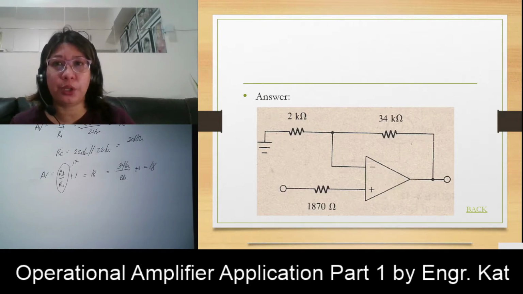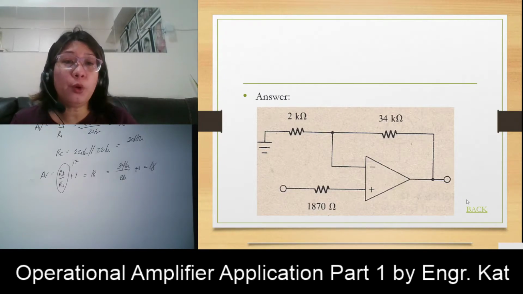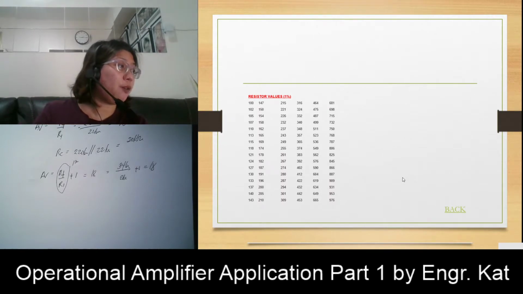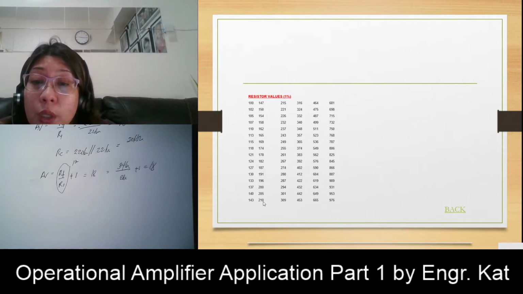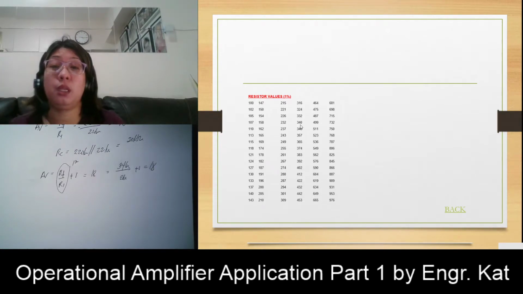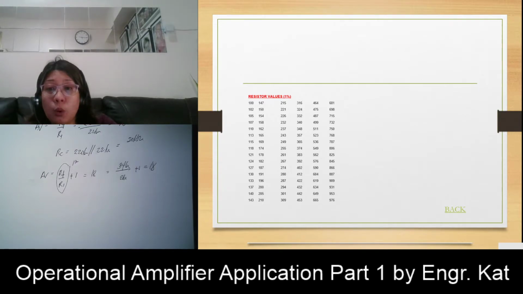If we look at those values here, we have 34 kilo ohms. Where is your 34 kilo ohms? This one, 340, so this is 34, and this is your 2 kilo ohms. Where is your 2 kilo ohms? Here, 200. And then we have the 1870. So luckily we have all of them.